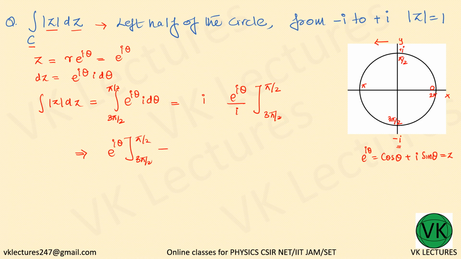Substituting the upper limit, e to the power i pi by 2 minus e to the power 3 i pi by 2. So e to the power i pi by 2 is i, that is plus i, minus e to the power i 3 pi by 2, which is minus i. So plus i minus minus i gives us 2i. So the integral is 2i.